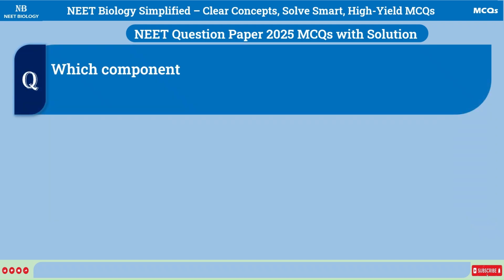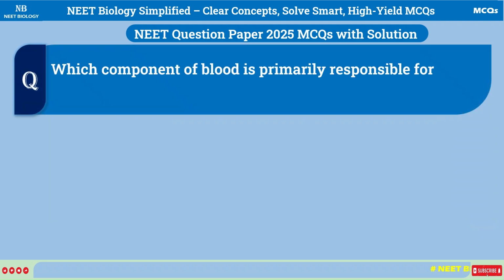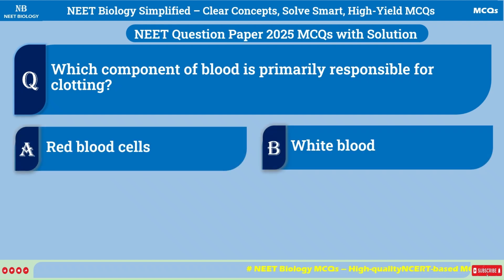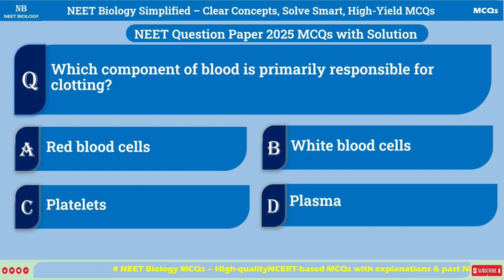Which component of blood is primarily responsible for clotting? A. Red blood cells. B. White blood cells. C. Platelets. D. Plasma proteins.